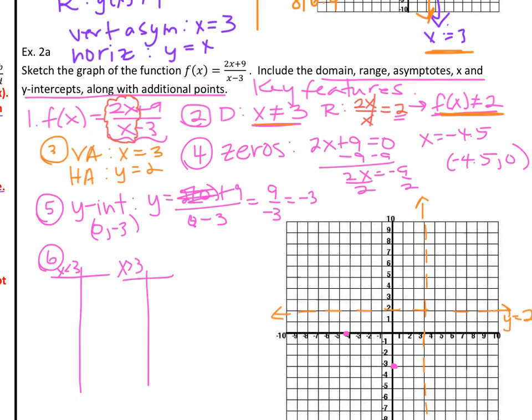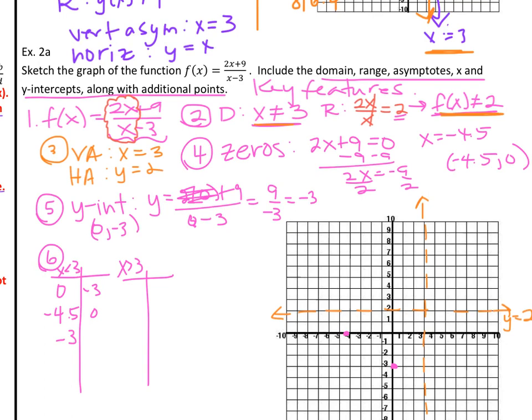The nice thing about the less than 3 is we already have 2 points. We have 0 and negative 3. We have negative 4.5 and 0. So let's just pick one more, maybe somewhere in between those, or maybe a little bit over to the right. I don't know. Let's pick negative 3, just to see what happens.